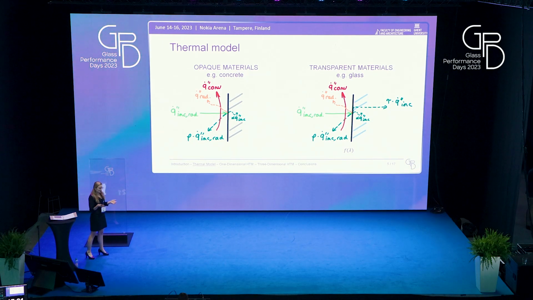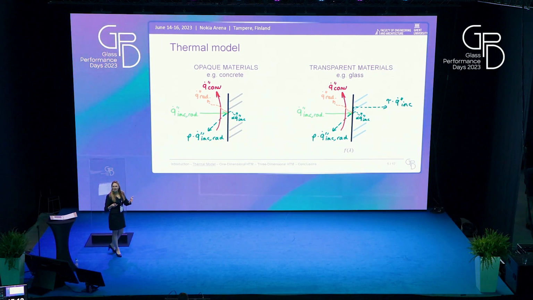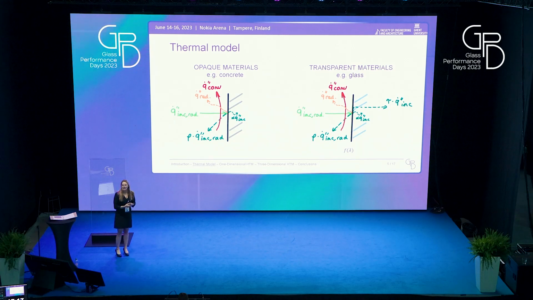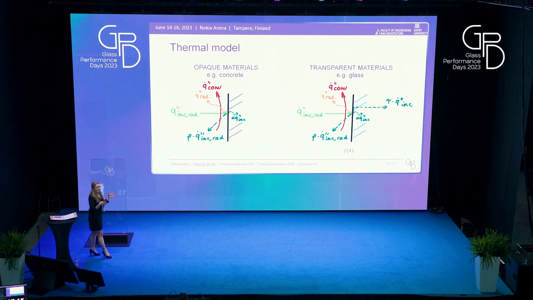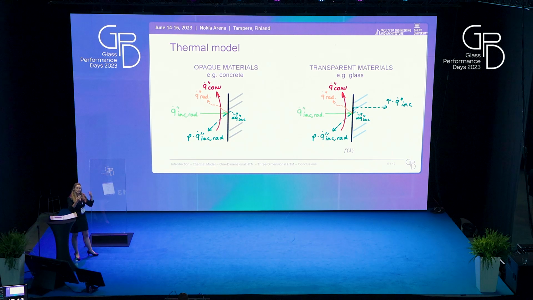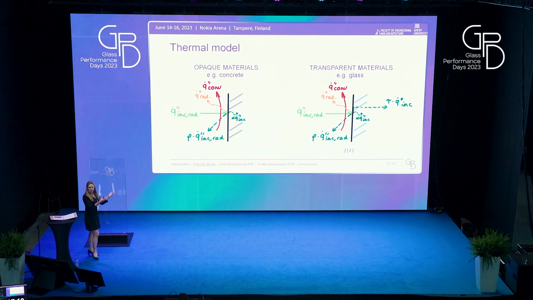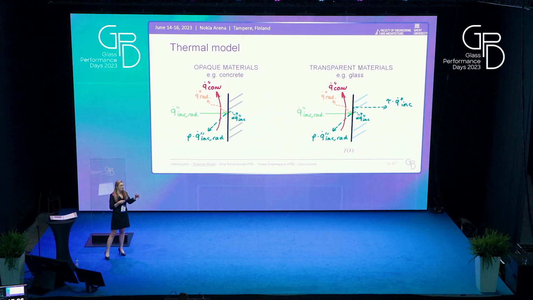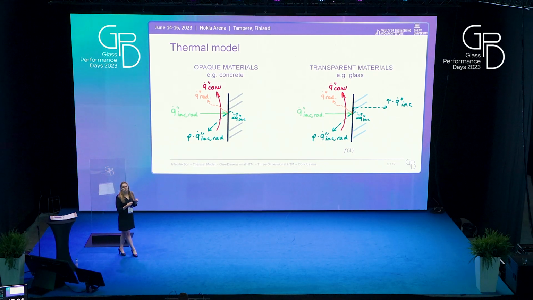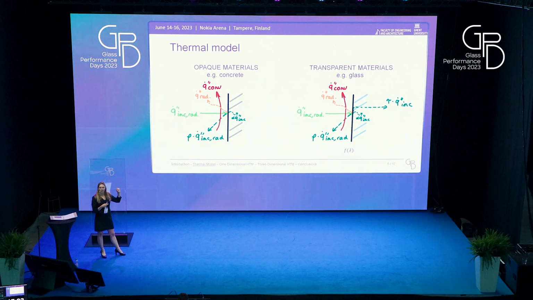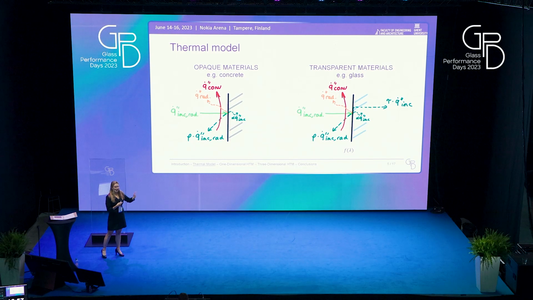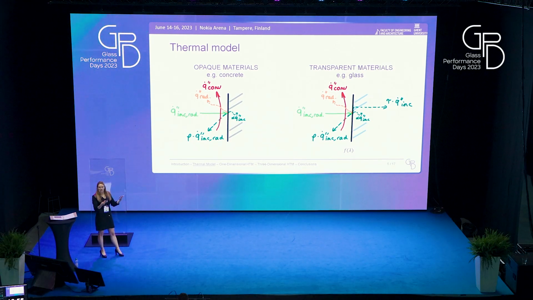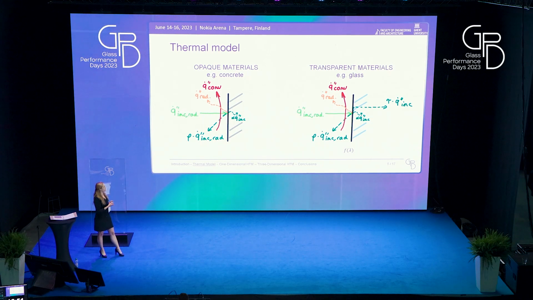For example, if we talk about concrete, it's an opaque material. If you have a fire, you have your incident heat flux. And all the energy of your incident heat flux will be partly reflected and it will be partly absorbed. But if we talk about glass, you have a transparent material. So with the same incident radiation, you will also have a part that is transmitted through the surface and also transmitted through the whole element. So it's an additional mechanism there when you compare it to opaque materials.